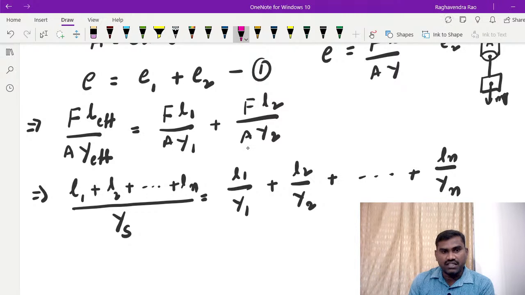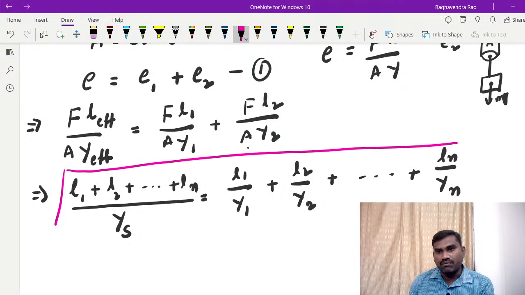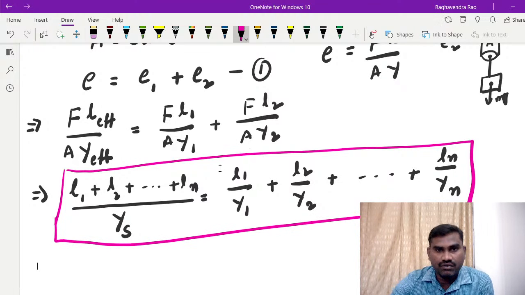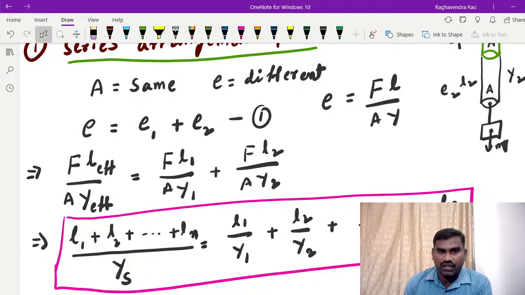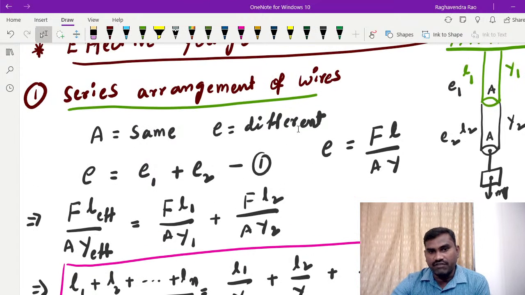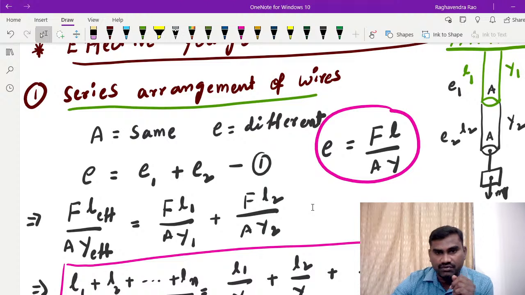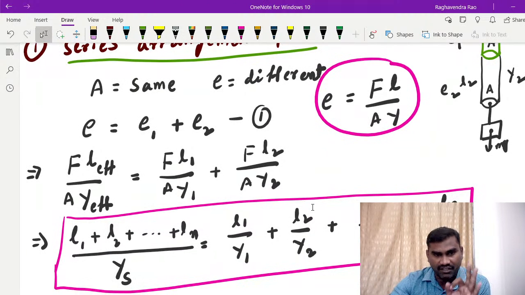So this is a general expression in the case of a number of wires. Here the point is elongation is different. From the different elongations, we are finding E is equal to E1 plus E2, from the basic expression of elongation. So which is different, we need to write effective, and the remaining we need to take as same. So L effective by A into Y effective, we can write like this.